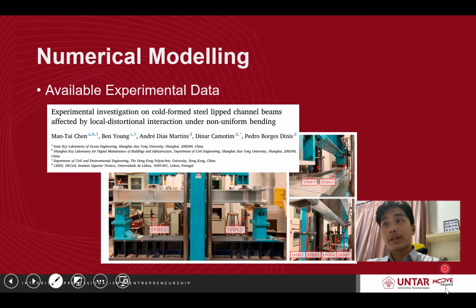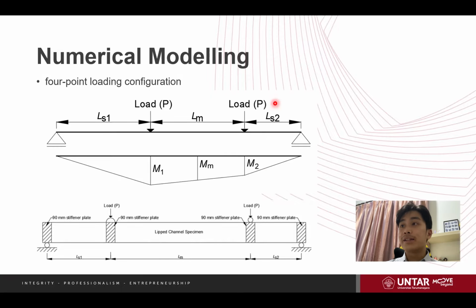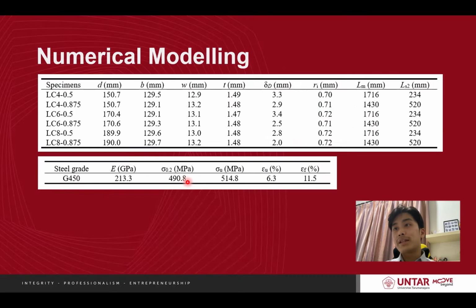From our experimental reference, this is the loading configuration, which is a 4-point loading configuration. We will keep shear span number 1, or LS1 in this picture, at a fixed length, and we will change the other shear span, which is LS2, to maintain its non-uniform condition and create a moment gradient. From this table shown, we'll use 6 models for our numerical modeling and its material too.